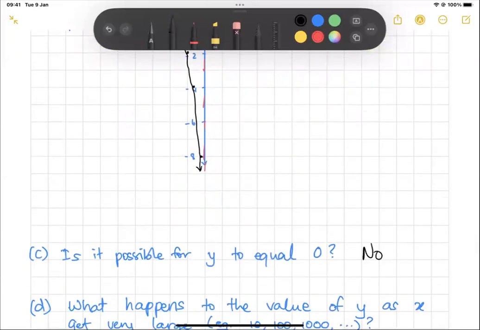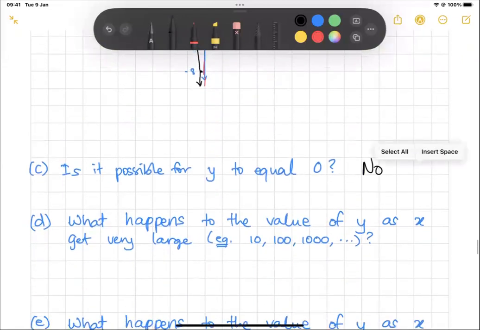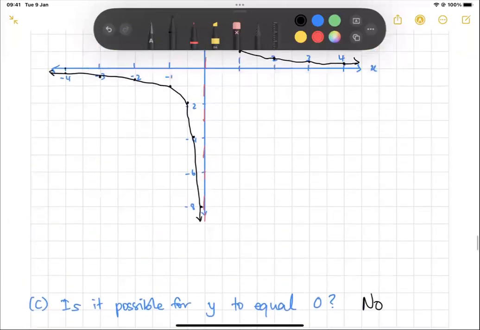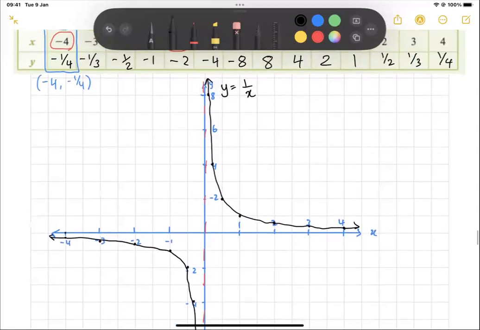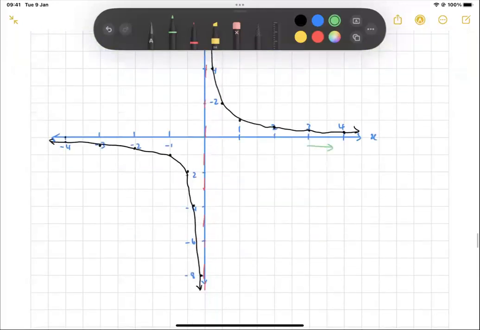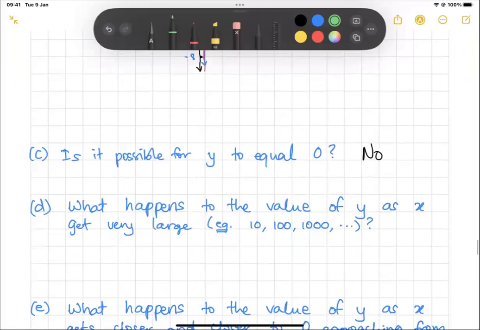Okay. Now, question D. What happens to the value of y as x gets larger? For example, 10, 100, 1000. All right, let's look at it. It's in the positive, right? So I'm looking around here. As x gets larger, the y value gets smaller. So that's what I'm going to write. Okay. So I'm going to write down y gets smaller.